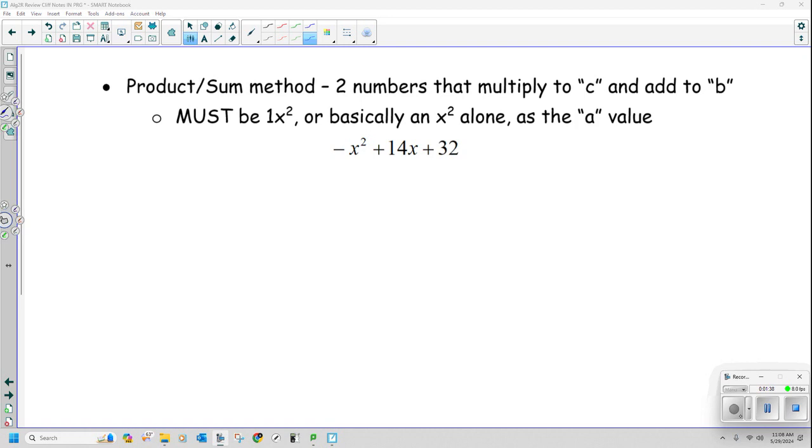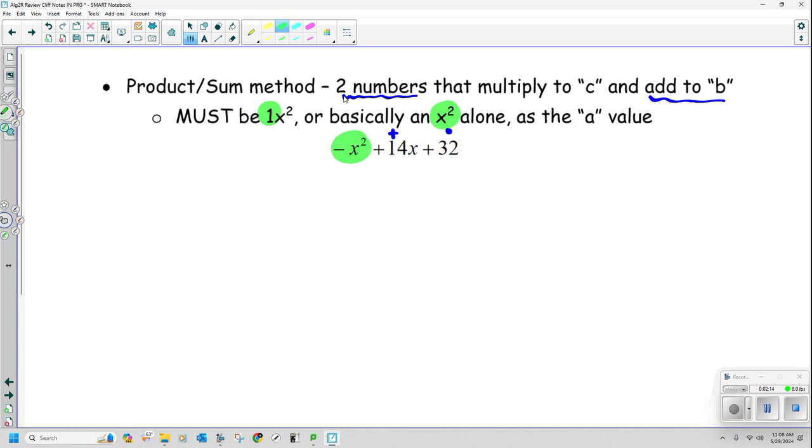My all-time favorite factoring, the product sum method. All right? I need to find two numbers that multiply to my C value. That's this. So it's going to multiply to my back number. And it's also going to add to my B value, which is the middle one, 14. However, I want to have 1 x squared. The x squared has to be alone. I don't want this negative here, okay? I want it to be a positive x squared because that is going to make life easier.